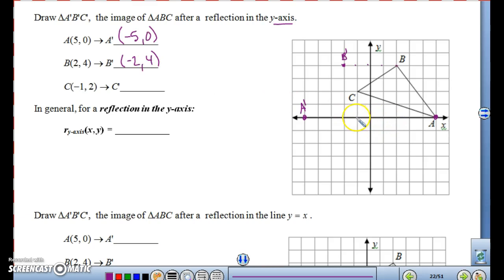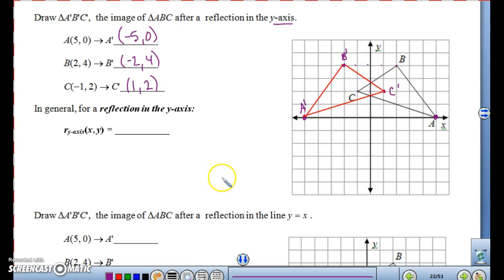And then C is at -1, 2. To the y-axis, same distance on the opposite side. C prime ends up over here. That's at 1, 2. Connect your points. You should have a mirror image of the fold line on the y-axis. It looks exactly the same. If I folded on here, all those points will line up.